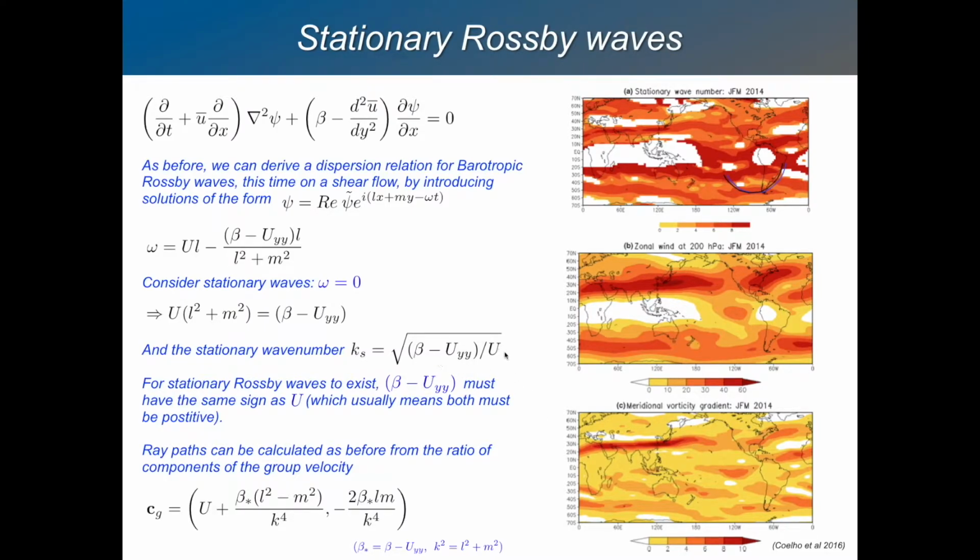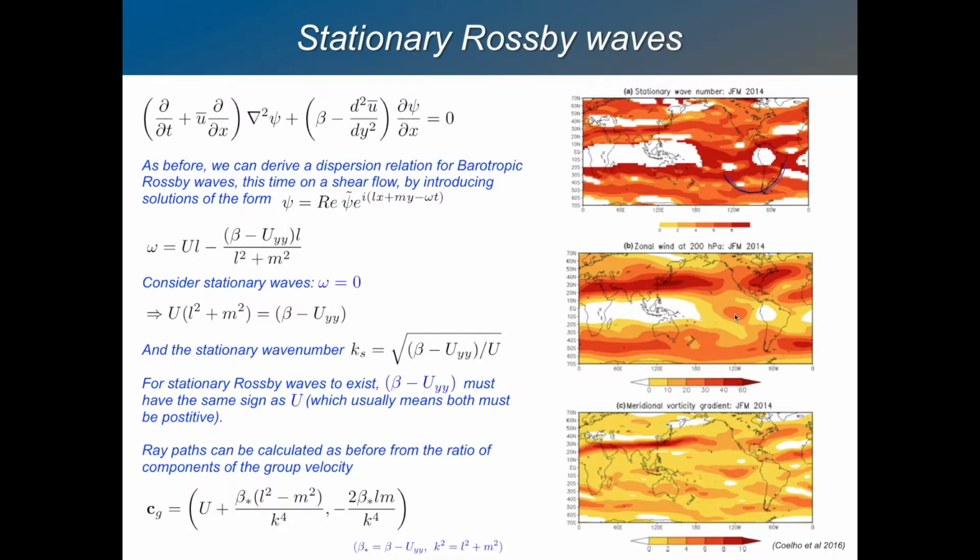So beta minus u_yy must have the same sign as u. What that usually means is that u must be positive, right? So you must have westerlies. Otherwise, you can't have stationary Rossby waves in that region. And most of the tropics have easterlies apart from this part here.